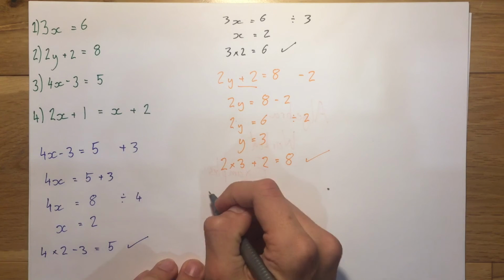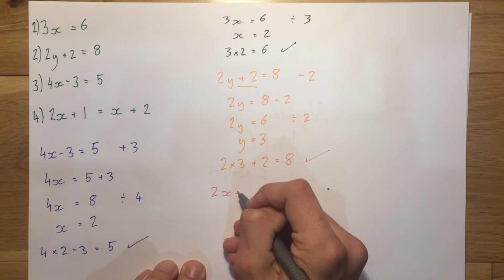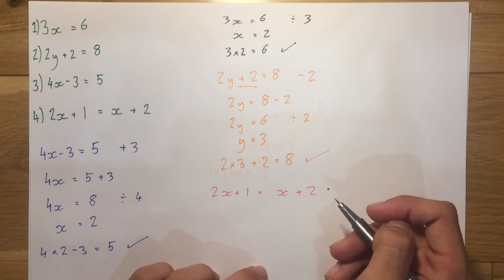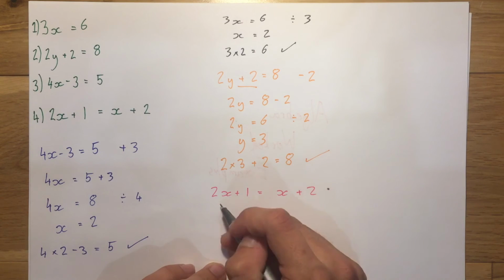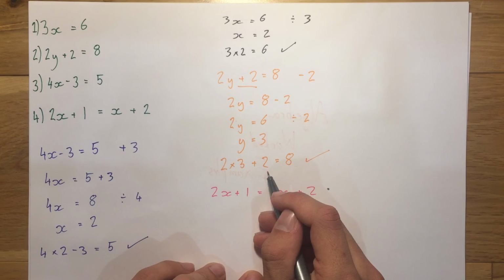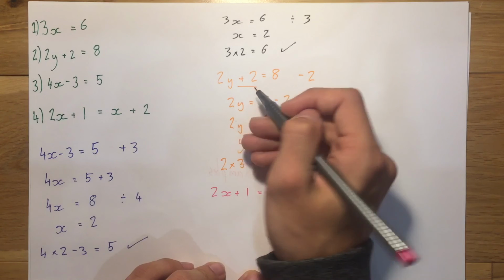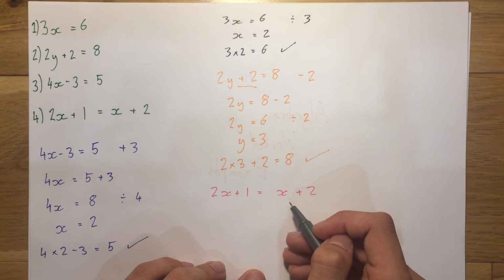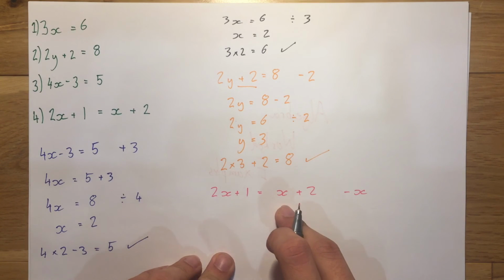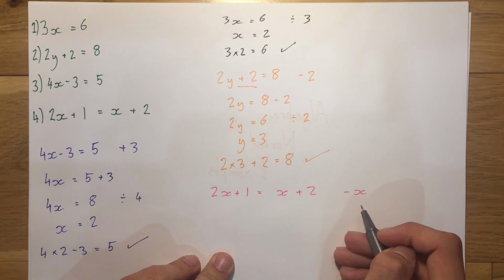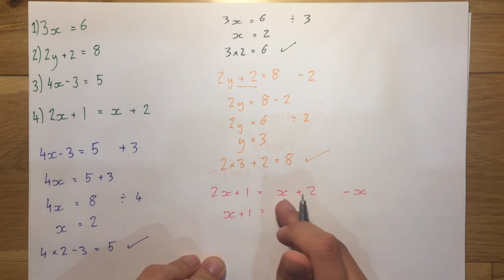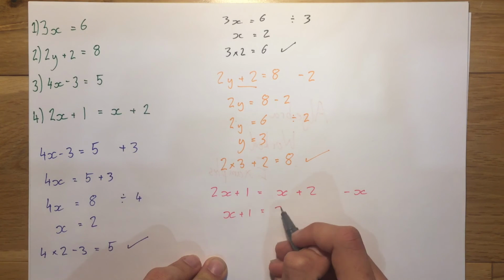Okay, for the last question, 2x plus 1 is equal to x plus 2. This one, again, is slightly harder because we have an x on both sides of the equation. Now, like moving these numbers around, we can do a similar thing with the x. So we can take away x from both sides to remove this x, so we only have an x on this side. So if we take away an x from both sides, it means that we have x plus 1 on this side, and because we've taken away an x on this side as well, we only have 2 left over.